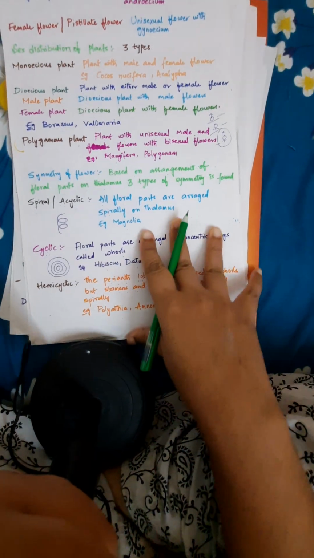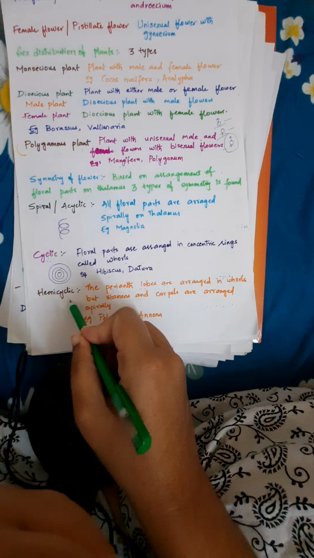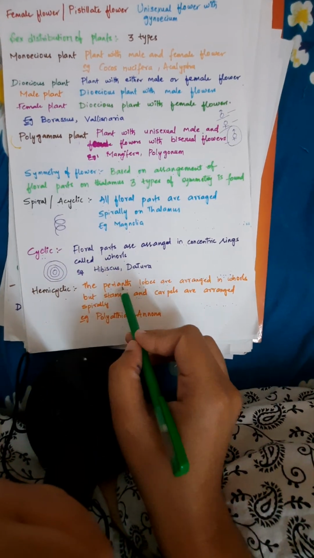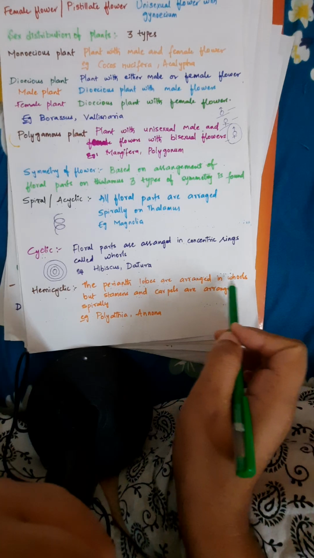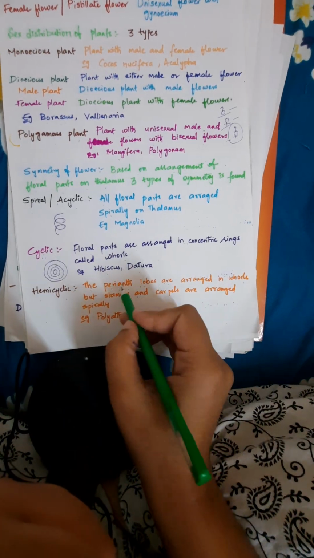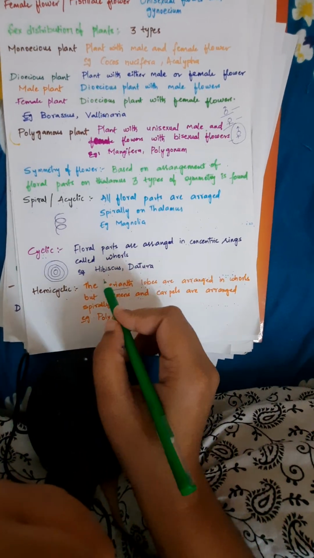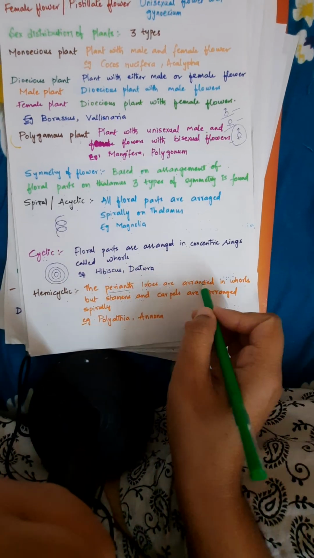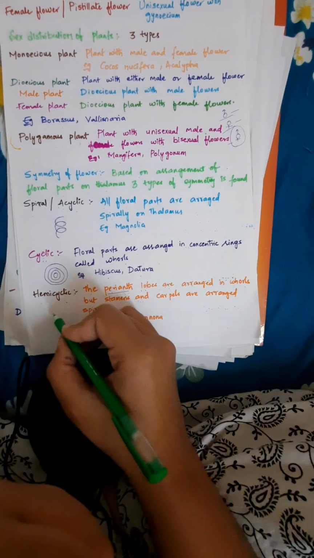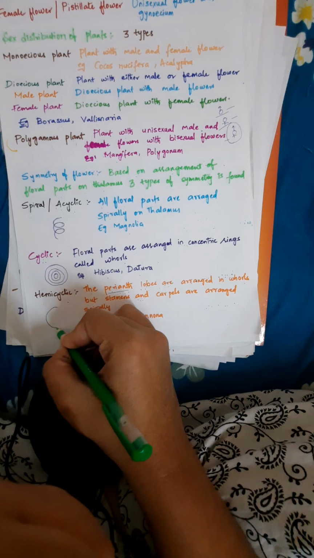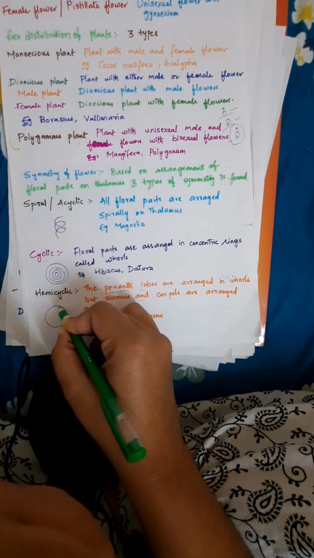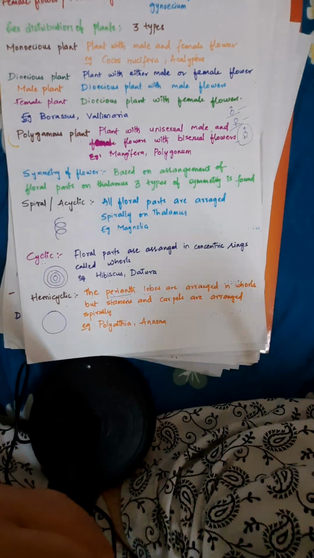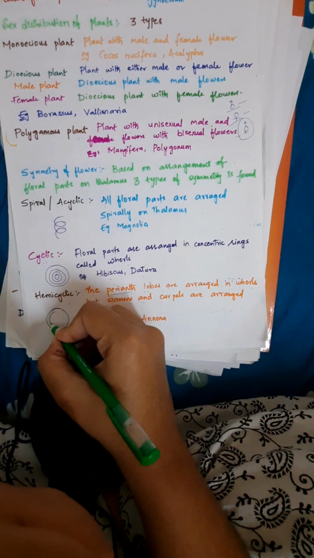Then coming to the hemicyclic flowers. What is hemicyclic? Here the perianth lobes are arranged in whorls. What is perianth? Calyx and corolla are known as the perianth. So these are arranged in whorls. What do you mean by whorls? It means in the form of rings, concentric rings. See here, this is one ring of calyx and another ring for the corolla.